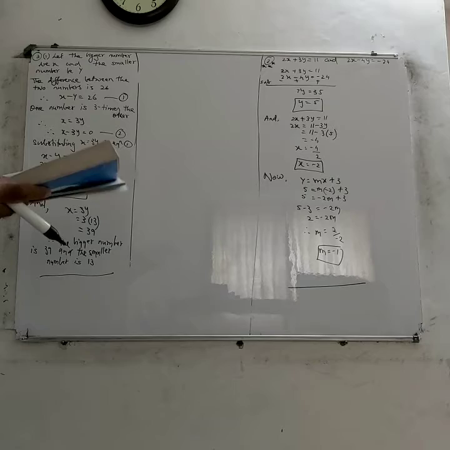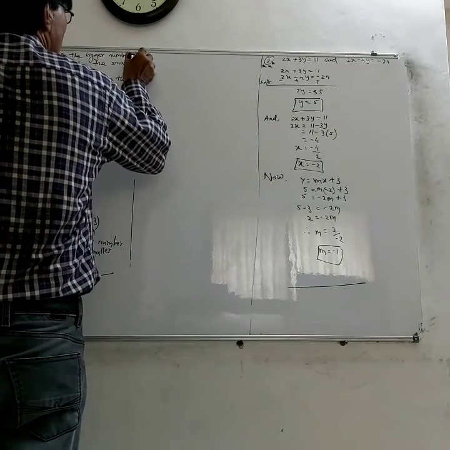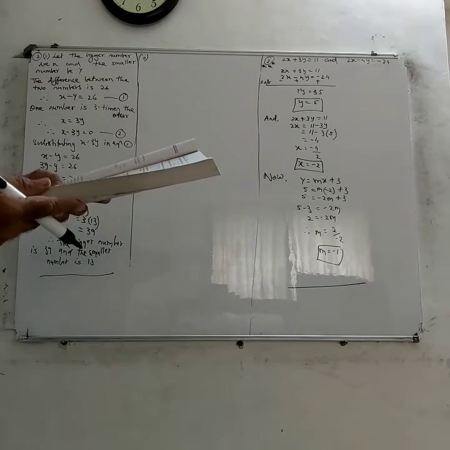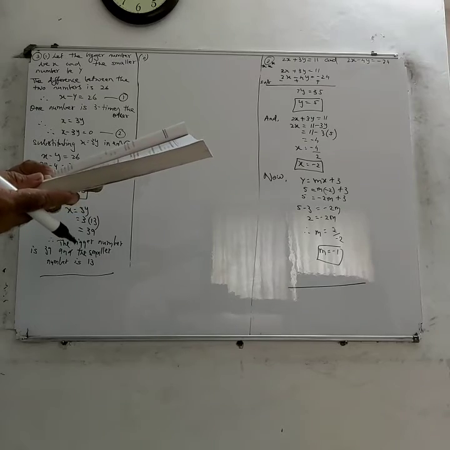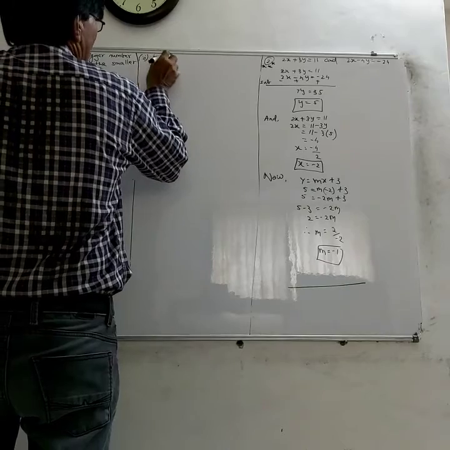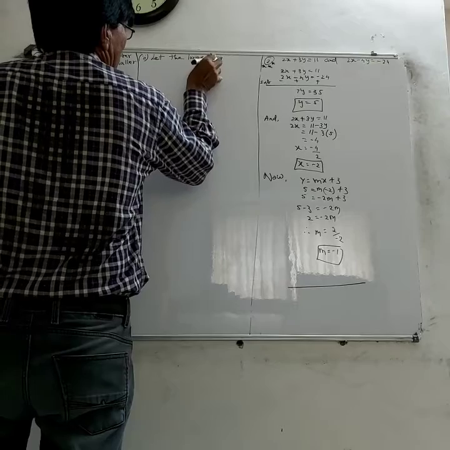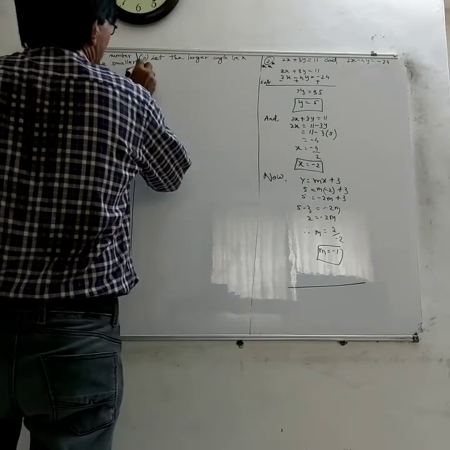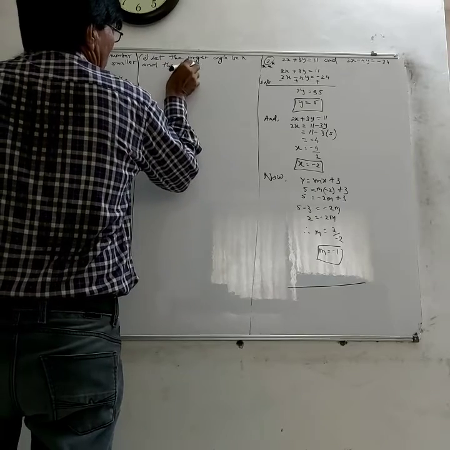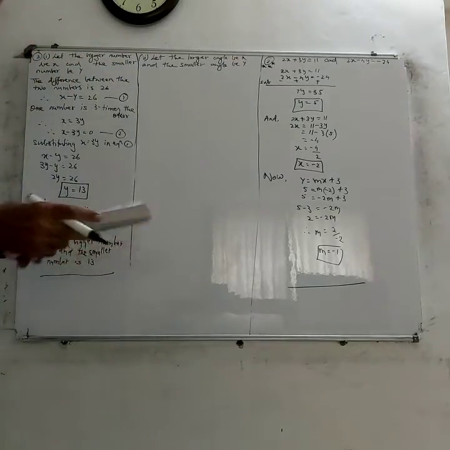Alright, now let us see the second one. Again on the same page. The larger of two supplementary angles exceeds the smaller by 18 degrees. Find them. Let the larger angle be x and the smaller angle be y. Now they are supplementary.